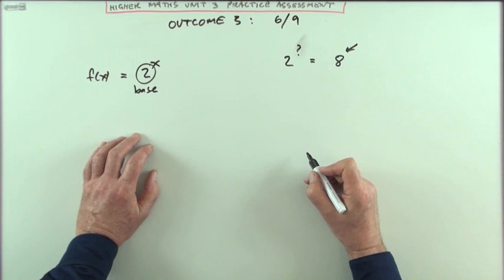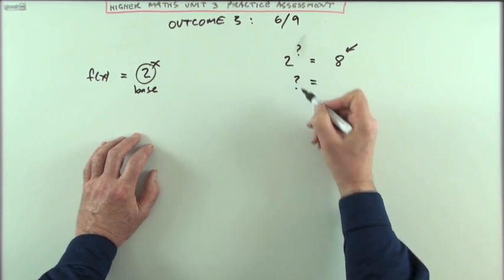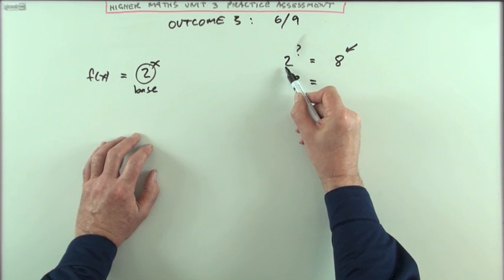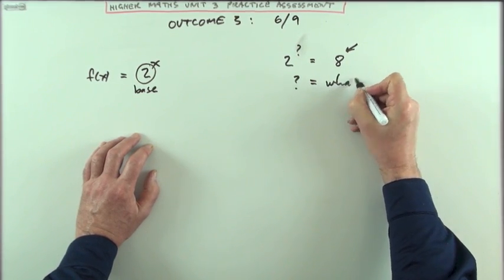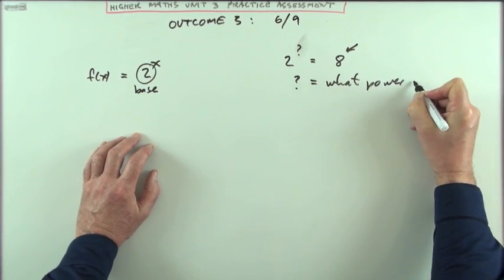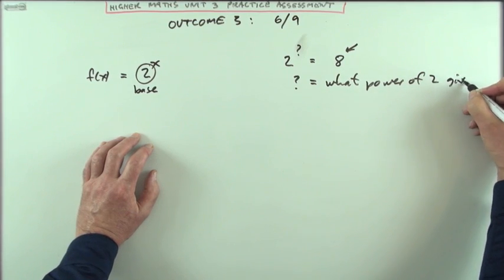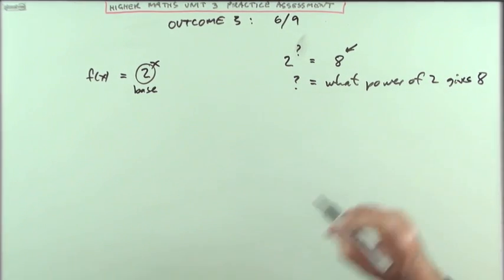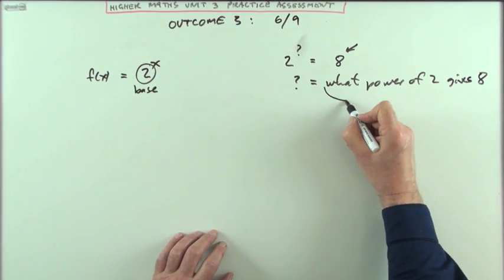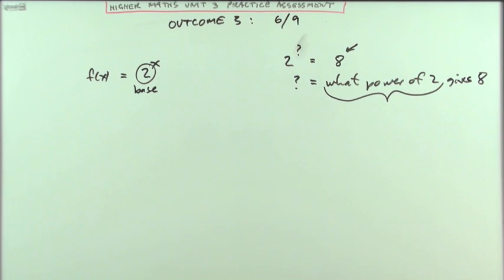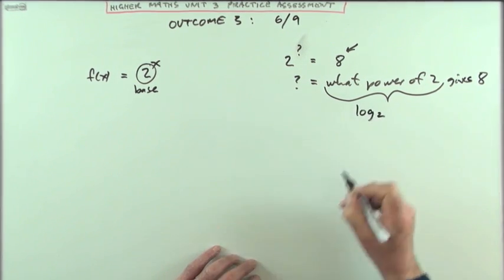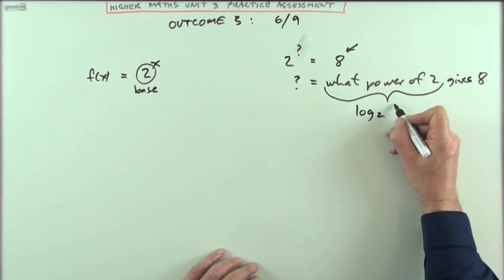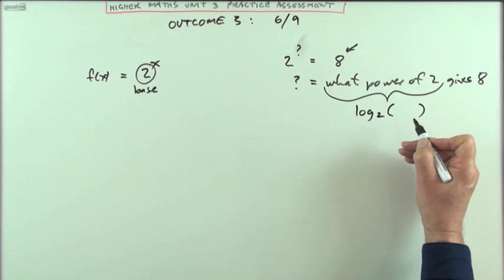Now, the wording for that inverse function would be this. It says, what power of 2 gives 8? You could write it down that way. What power of 2 gives, whichever number I want to try, 8. Now this part here, what power of 2, is written as log base 2. Log base 2 simply says, what power of 2 gives me the number that I'm going to operate it on?